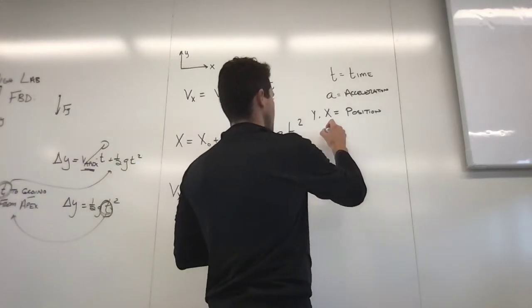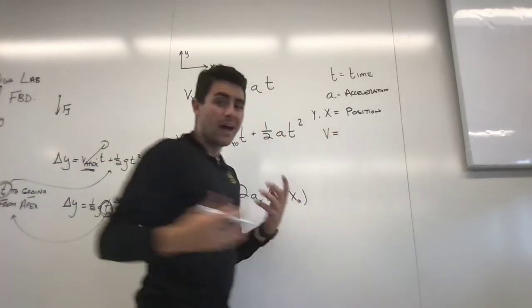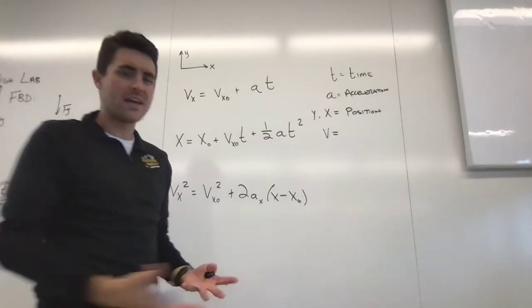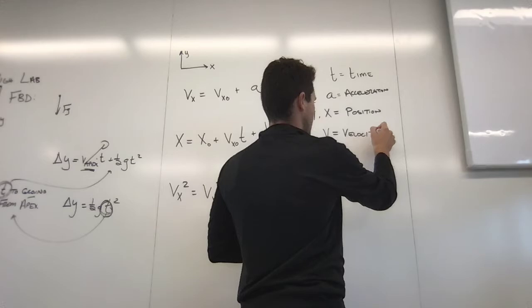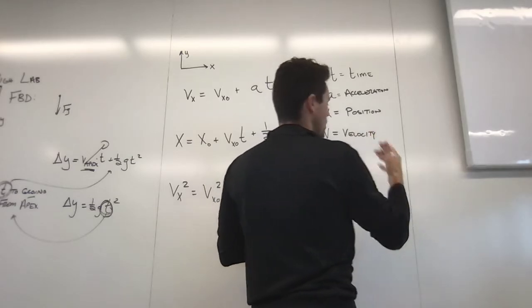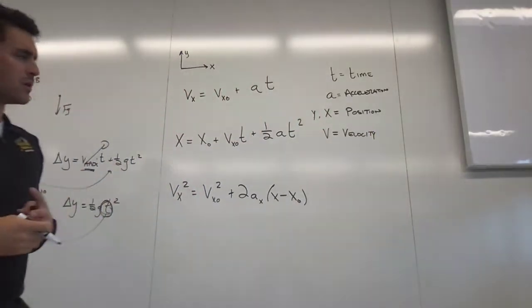The final variable we see here is v. And v on this equation sheet is technically speed, but we like to call it velocity because we like to use direction here in our physics class. So it's velocity or speed, but I want to call it velocity now, okay?